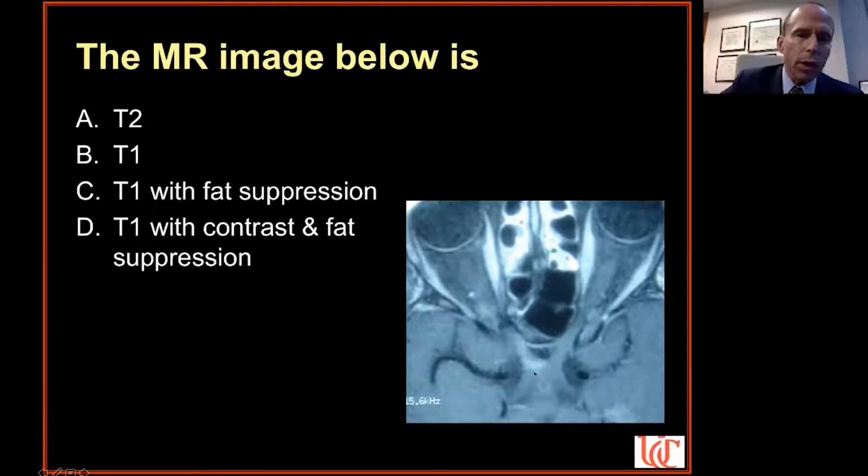This was a scan where I showed you there was a little enhancement right here, but you can look at the muscles and say, aha, it's with fat suppression. So this is a T1. The vitreous is dark. With fat suppression, the fat is not bright white, and in contrast, the muscles are enhancing.